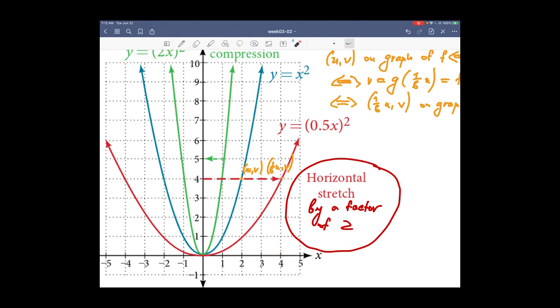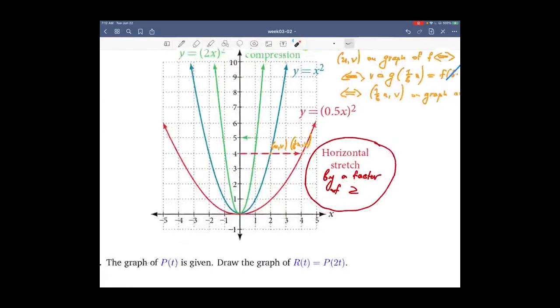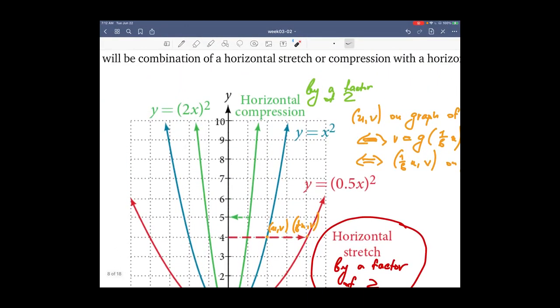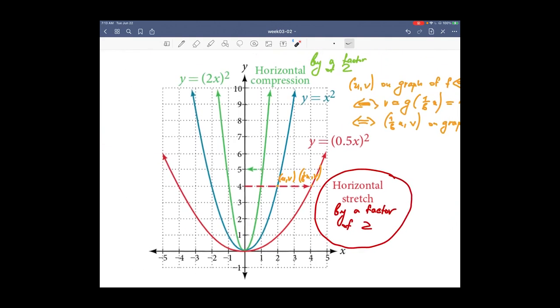At the same time, the green graph will get to value 4 in 1 second. So in a way, it may be helpful if you think about it this way. The green graph is the version of f twice sped up, and the red graph is the version of f twice slowed down. I believe this is helpful.